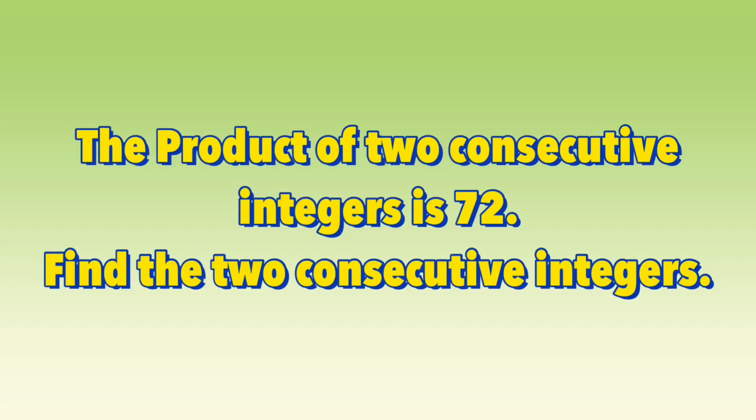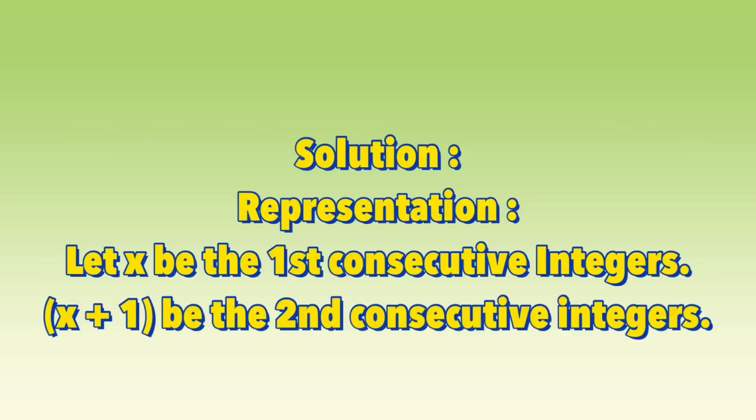Okay, another problem, number 5. The product of 2 consecutive integers is 72. Find the 2 consecutive integers. Our solution, first we have to make a representation. Let x be the first consecutive integer, and x plus 1 be the second consecutive integer.